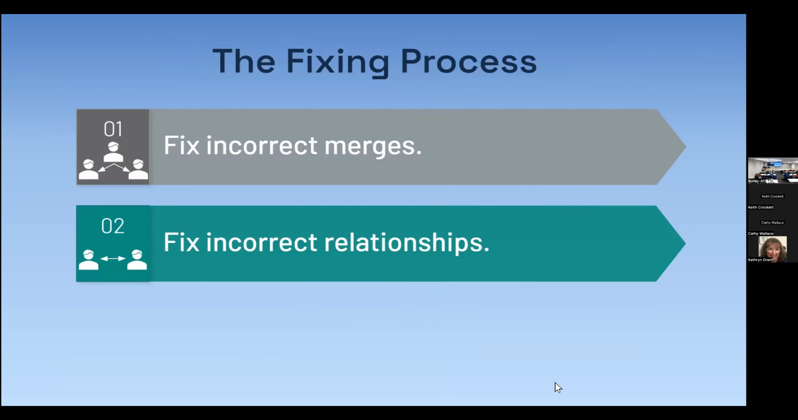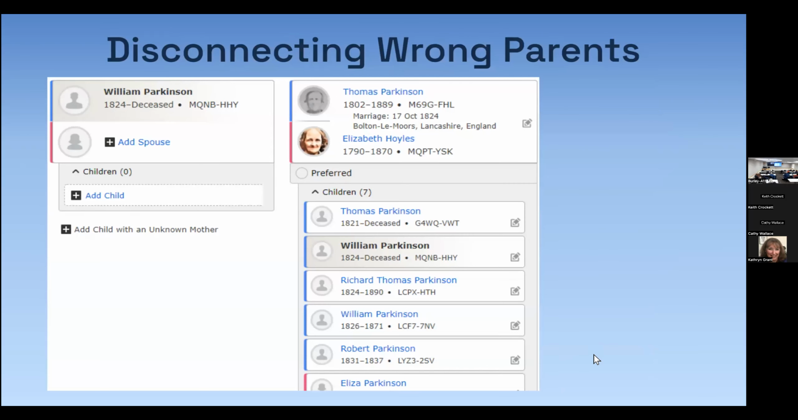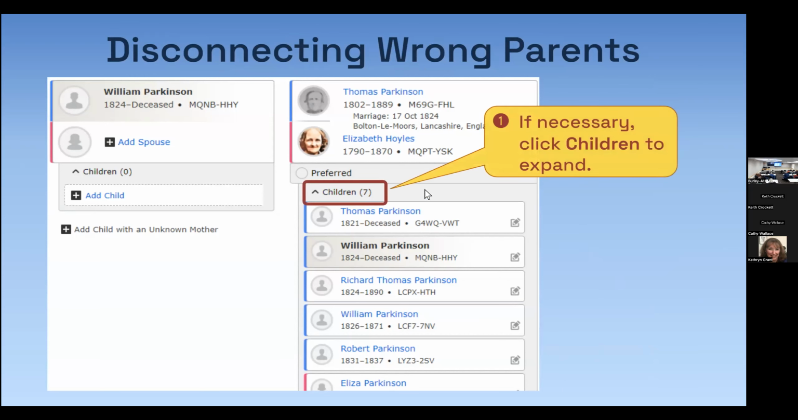So we're to the next step in our fixing process, which is to fix those incorrect relationships. So how do you do that? Well, this is a little counterintuitive, at least it seems so to me. So that's why we're going to walk through it. What you want to do, oh, I forgot.